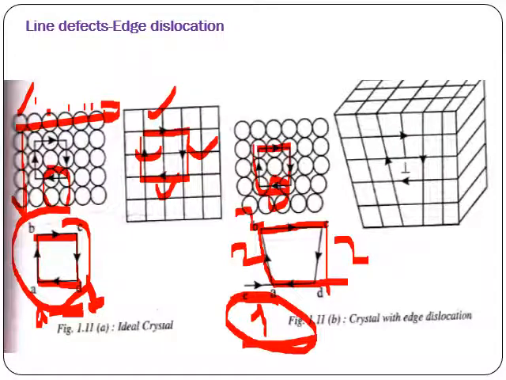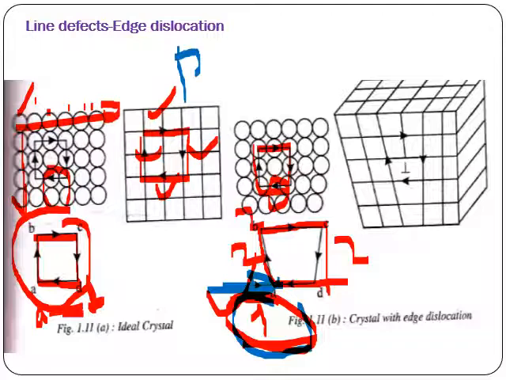At that time we can find the magnitude of the missing plane. It is 1. What is the direction in which the atoms are missing? We are going to say this is the direction. The vector which gives the magnitude and direction of the dislocation, we call that one the Burgers vector.